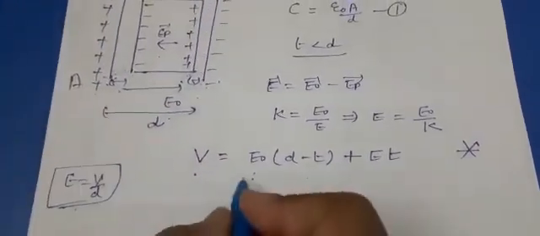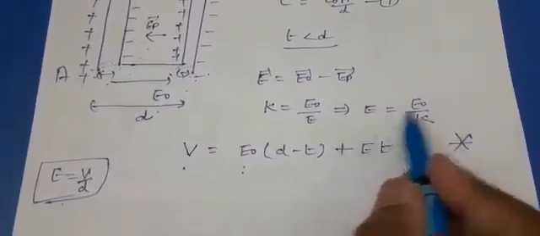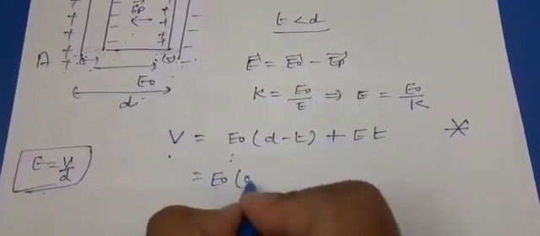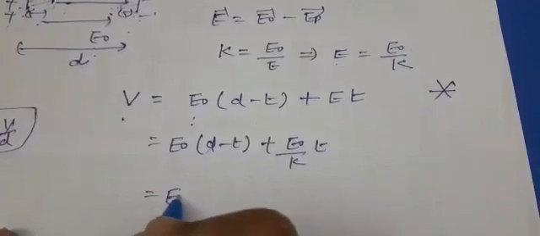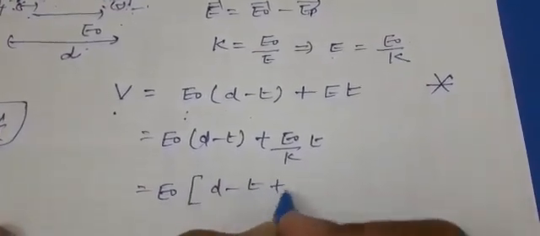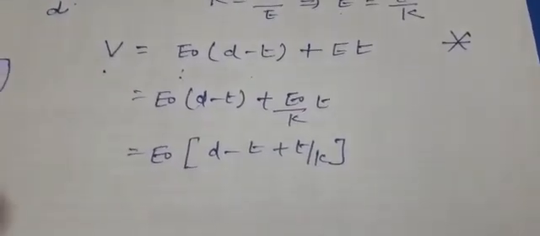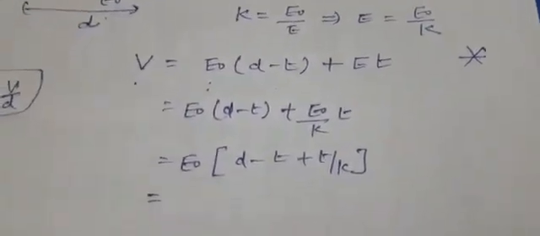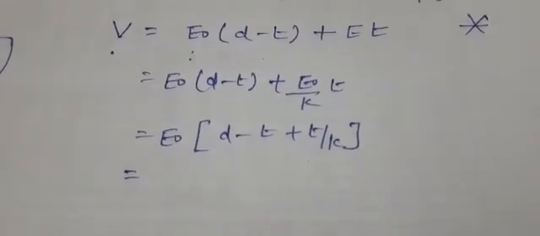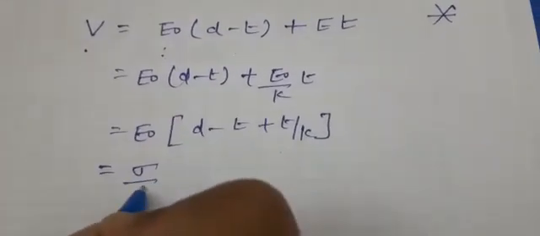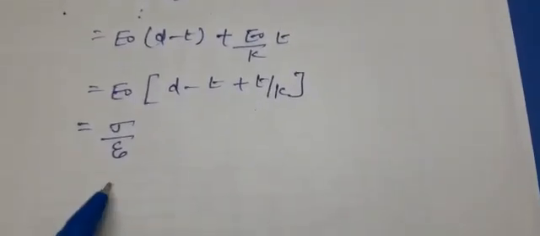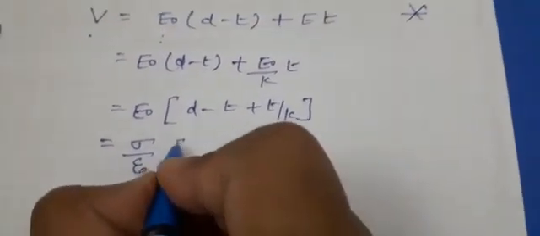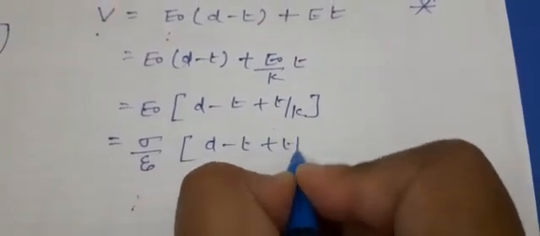So now what you have to do here is put the value of the reduced field from this result: E naught into d minus t plus E naught by k into t. Now E naught we are taking common, d minus t plus t by k. Now electric field in between the parallel plates comes out to be sigma upon epsilon naught. This we have done as an application of Gauss theorem, where we are finding electric field in between two sheets. Now here this is again d minus t plus t by k.